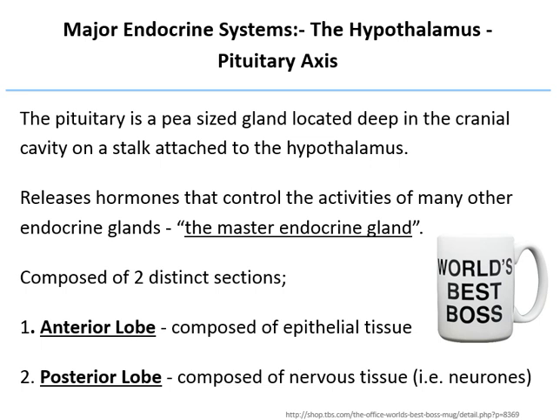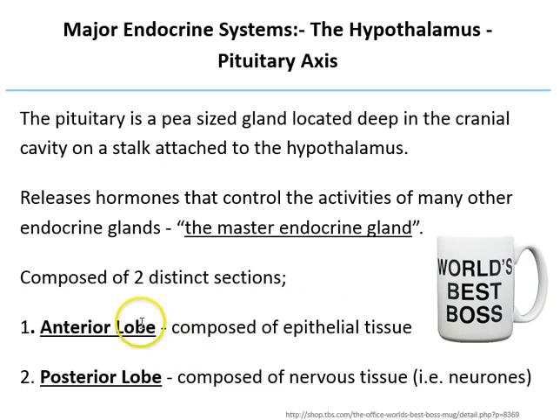This pituitary gland is responsible for releasing a range of hormones. Now, many of these hormones released by the pituitary will act upon other endocrine glands of the body. As a consequence, we often refer to the pituitary gland as the master endocrine gland. If we look at the pituitary gland under the microscope, we can see it's composed of two distinct sections.